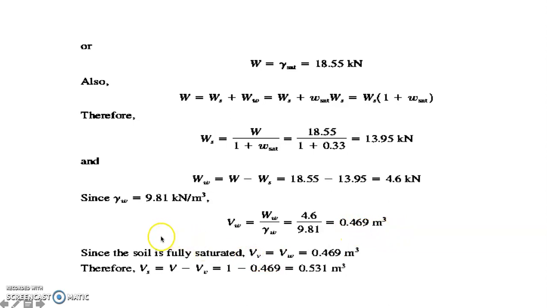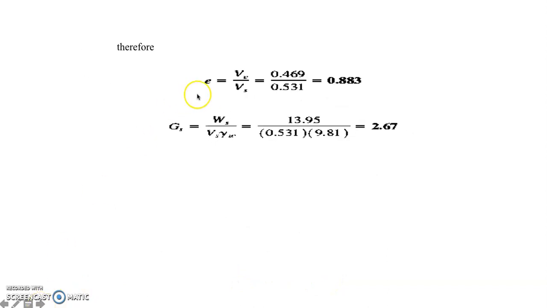Since we have stated that the soil element is fully saturated, meaning to say our volume of the voids is equal now to the volume of the water, which is equal to 0.469 cubic meter. So therefore, our volume of the solid now is equal to total volume subtracted by the volume of the voids, and that is now equal to 1 minus 0.469, and that is equal to 0.531 cubic meter.